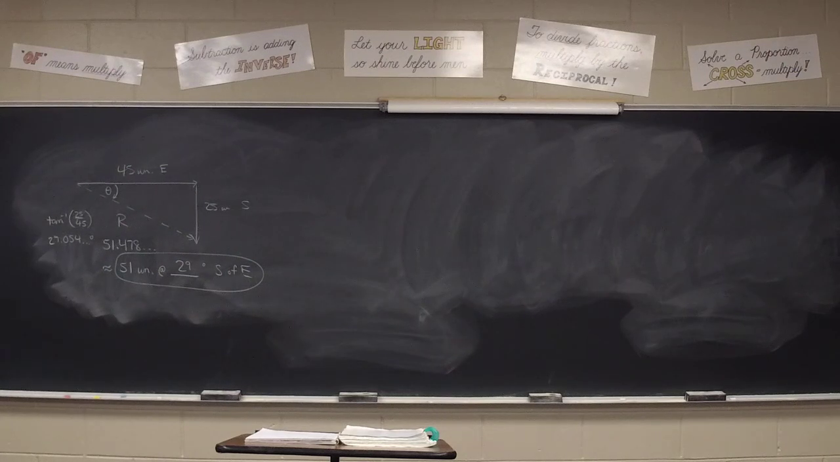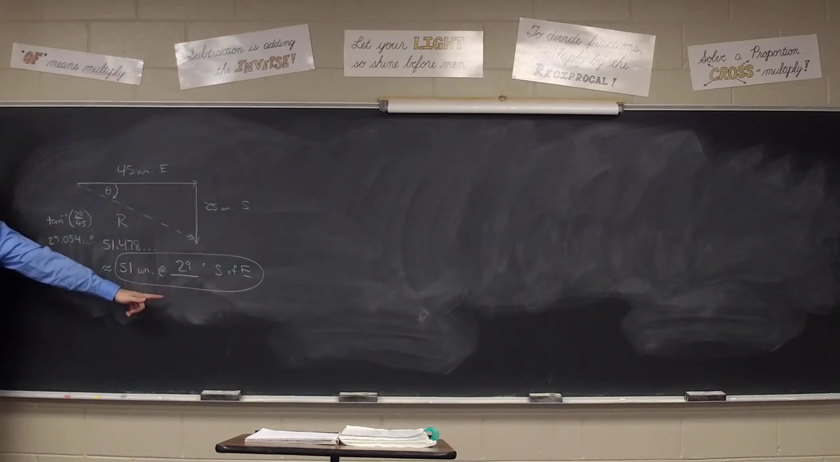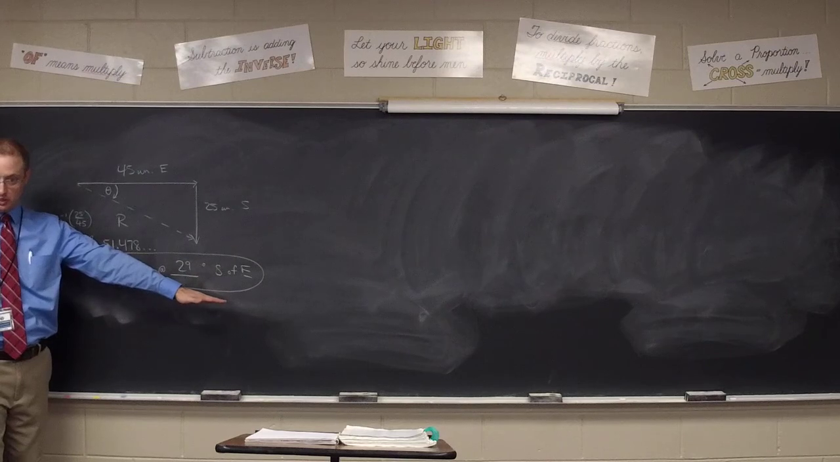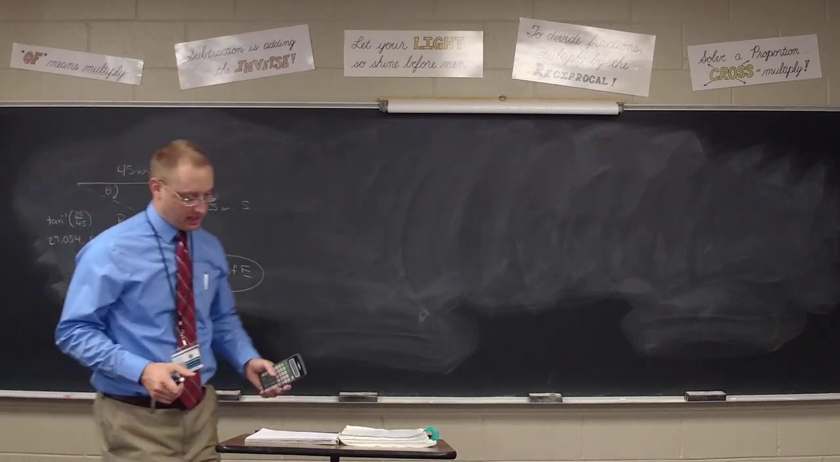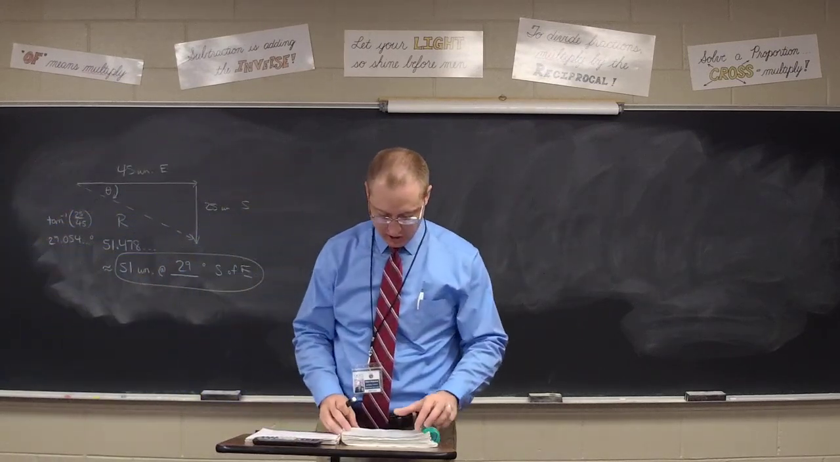Just check your answers. Did you get the 51 units, first of all, Pythagorean theorem? Did you get 29 degrees, arctangent? And did you get south of east? All right, go down to number 6 and just do part A.